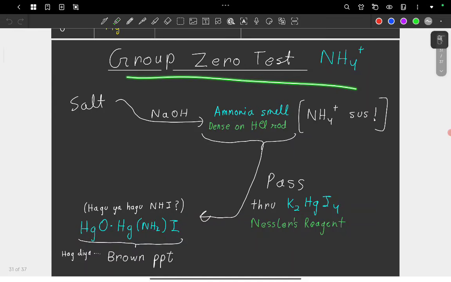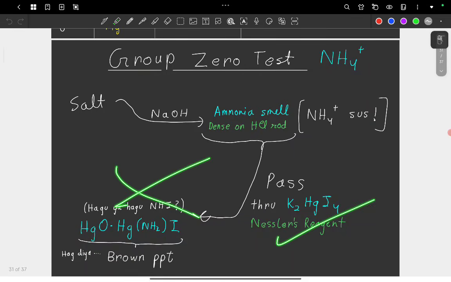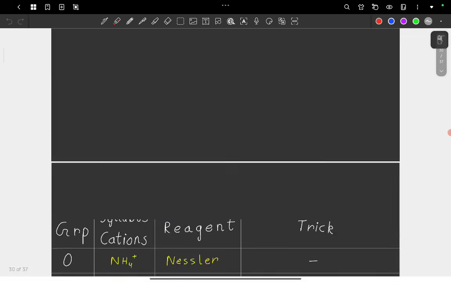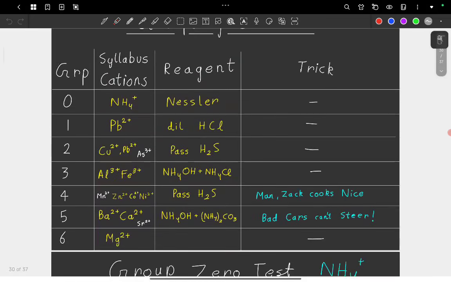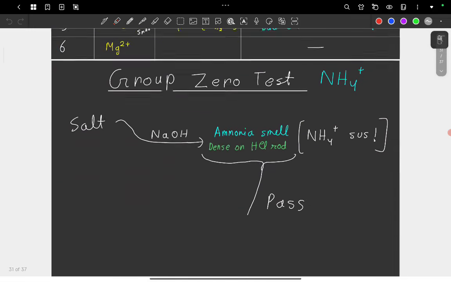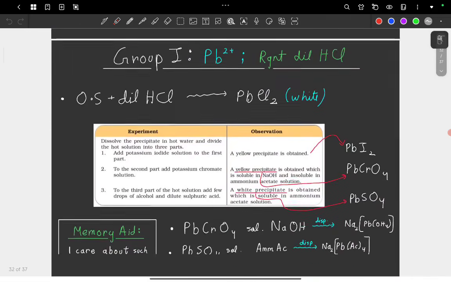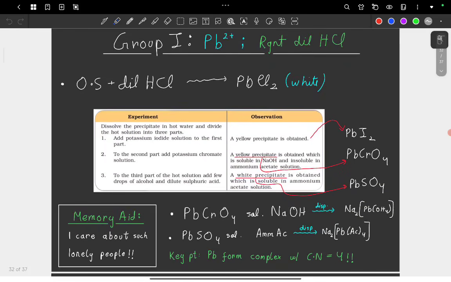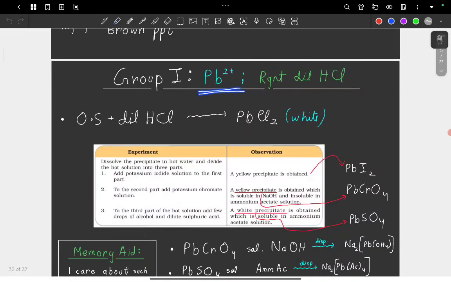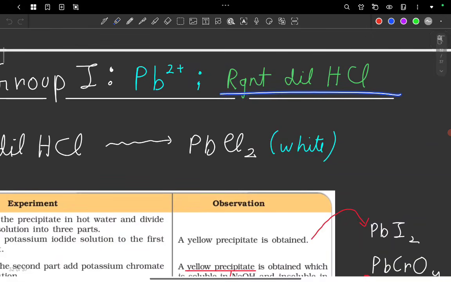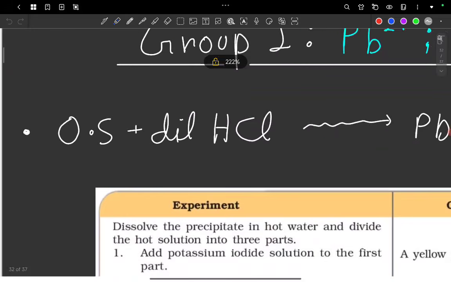And once this test has been done, if it passes, it passes. And if it doesn't, you now have to prepare the original solution using the steps we mentioned earlier. And then you will start testing for the next series of cations one by one. So now let's learn about the test of the lead ion. Its reagent is dilute HCl, which means with its original solution you will add some dilute HCl.